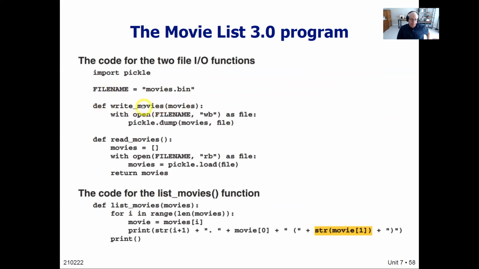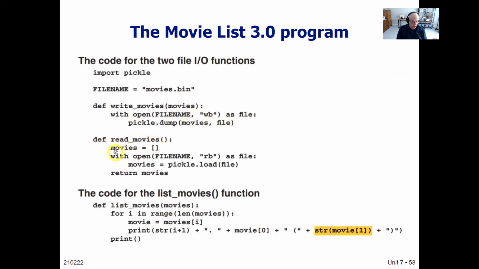We're going to create a function here, write movies, which is going to be different because we have WB here, write and binary. And we're using the pickle module here, and the dump method from that pickle module to write the movies list, and the file object is going to be written to it. Okay, so that's our destination, and that's the data that we're going to put there.